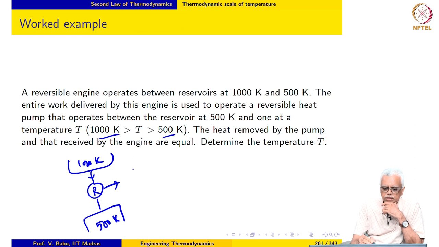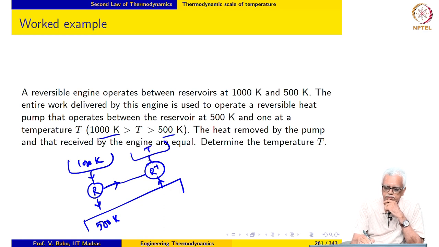Now, we have a reversible heat pump, which we will call R inverse. The reversible heat pump is driven by the reversible engine. So, it operates between the reservoir at 500 K and another one at some temperature T.